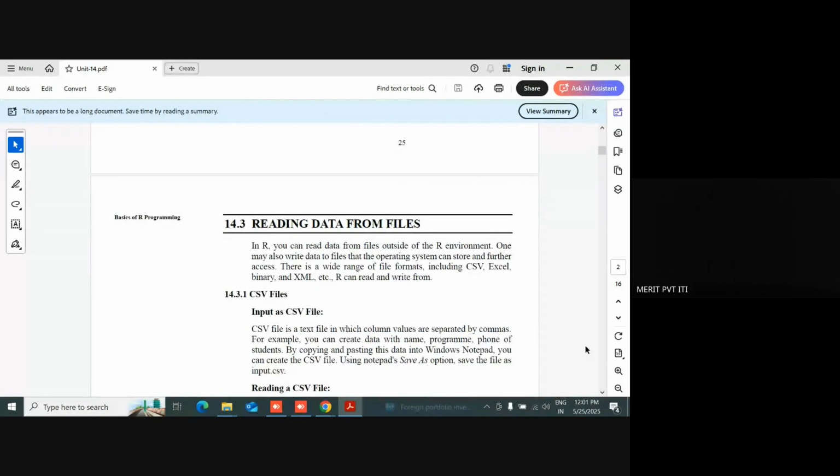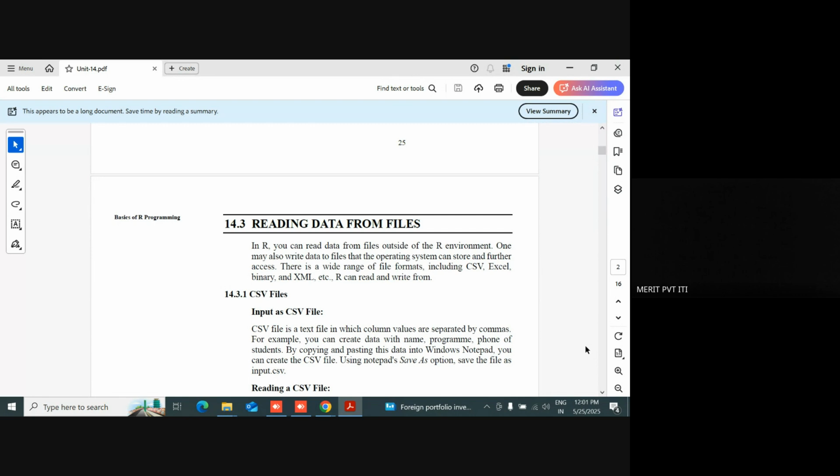Reading data from files. In R, you can read data from files outside of the R environment. One may also write data to files that the operating system can store and further access. There is a wide range of formats, including CSV, Excel, binary, and XML, that R can read and write.